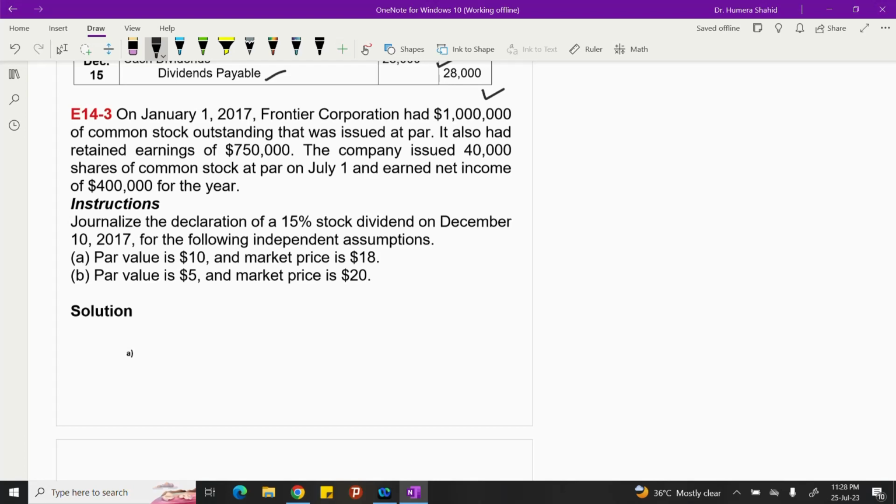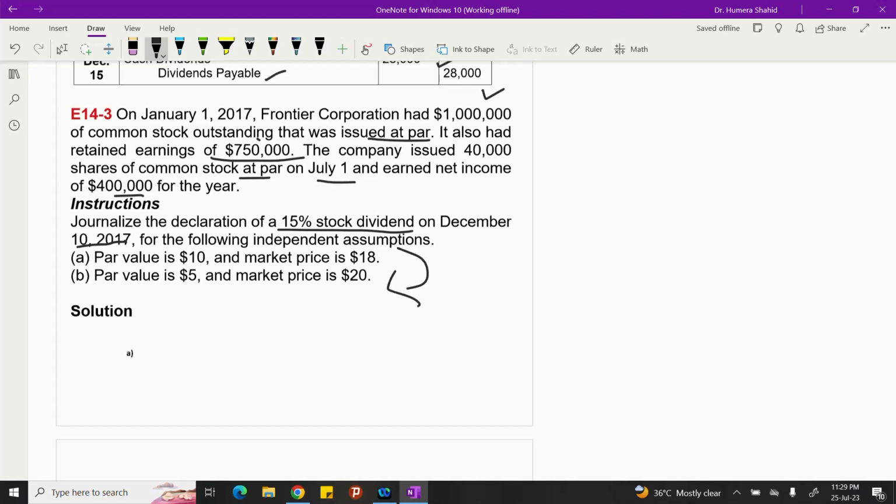On January 1st, 2017, Frontier Corporation had $1 million of common stock outstanding that was issued at par. It also had retained earnings of 750,000. The company issued 40,000 shares of common stock at par on July 1st and earned a net income of 400,000. They want us to journalize the declaration of a 15% stock dividend on December 10, 2017.